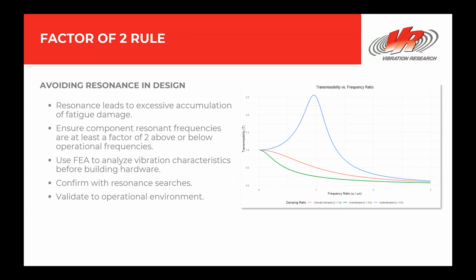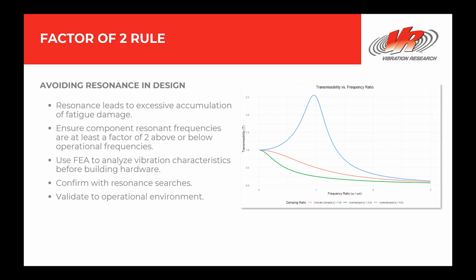natural frequency. To avoid overamplification, even in the underdamped case, the component resonant frequency needs to be well separated from the operational vibration inputs to the system. By ensuring that the natural frequency, omega n, is at least a factor of two away from the system's response, the amplitude and potential rapid accumulation of fatigue and failure are significantly reduced. The plot shown on the screen is a transmissibility versus frequency ratio plot, and it's showing the three cases of critically damped, overdamped, and underdamped.